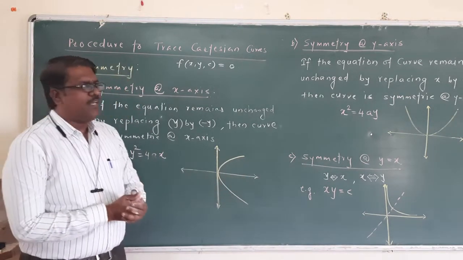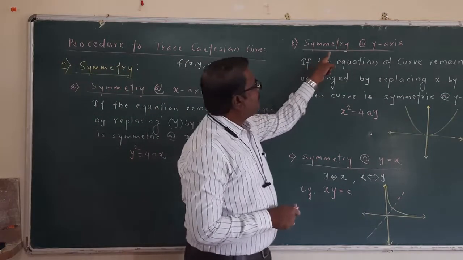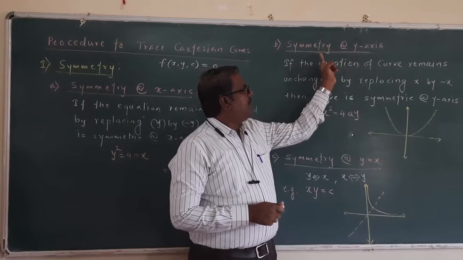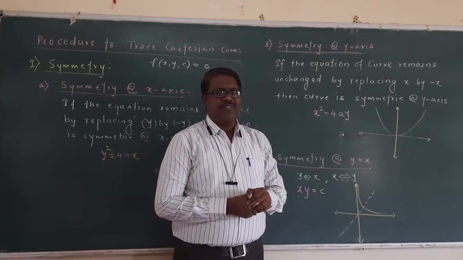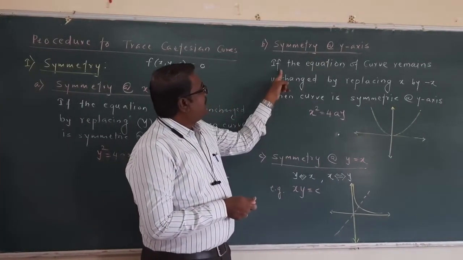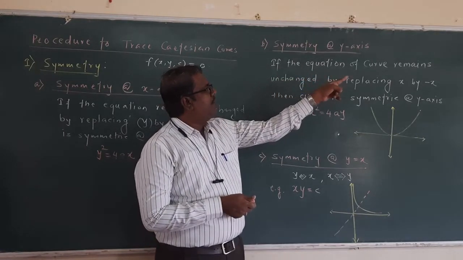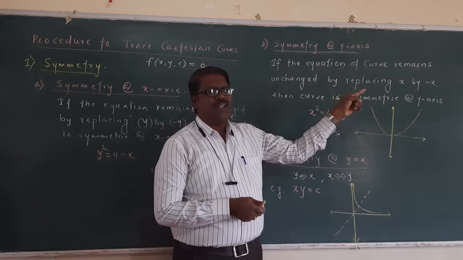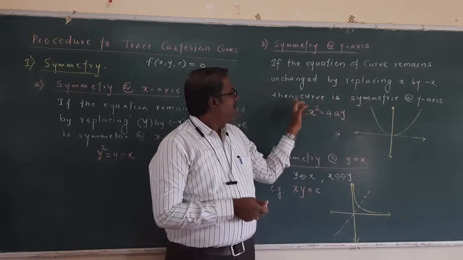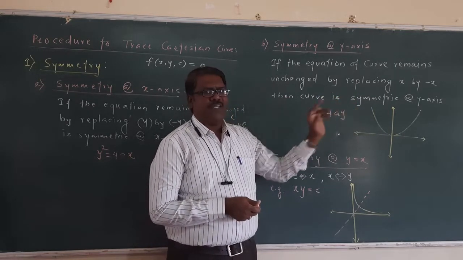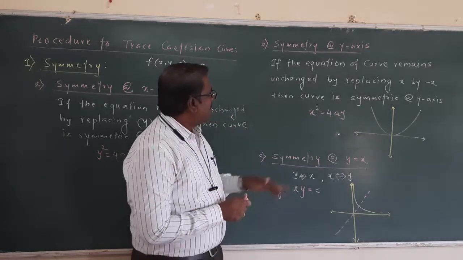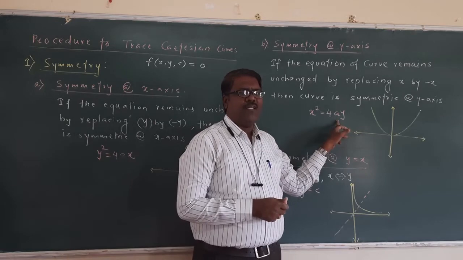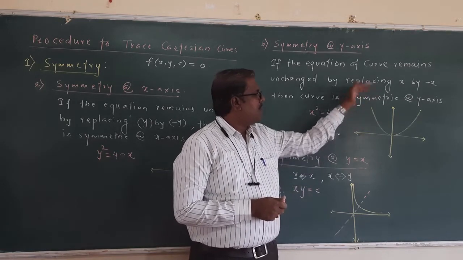The next symmetry, it is symmetry about y-axis. How to check whether curve is symmetric about y-axis? So condition is given. If the equation of curve remains unchanged by replacing x by minus x, then the curve is symmetric about y-axis. So for example, x square is equal to 4ay. So this is parabola open towards upward side.